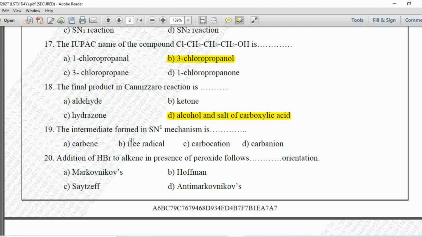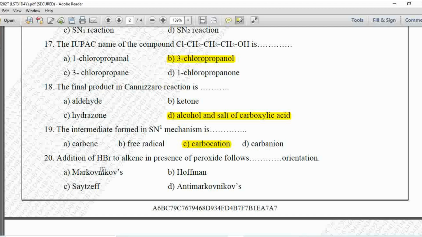Next MCQ 19. The intermediate formed in SN1 mechanism is: option A is carbene, B is free radical, C is carbocation, and D is carbanion. So the intermediate formed in the SN1 mechanism is carbocation, and option C is correct.